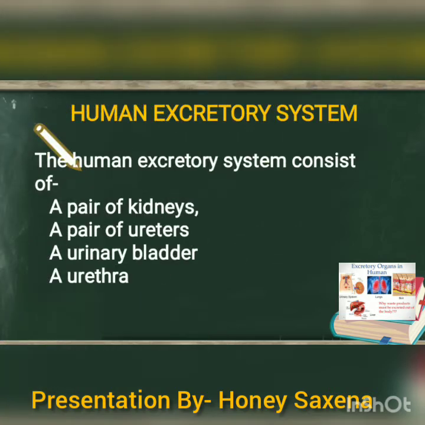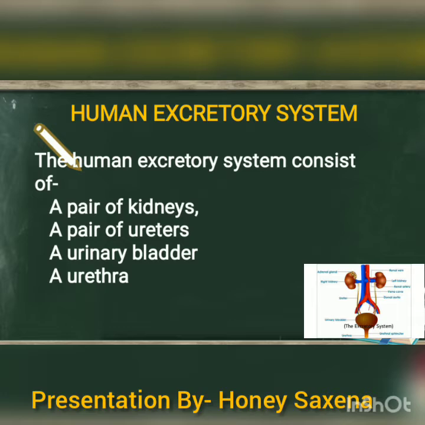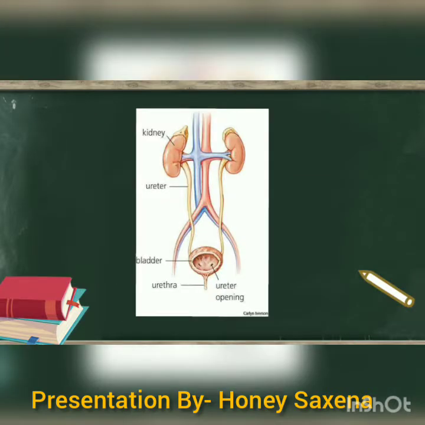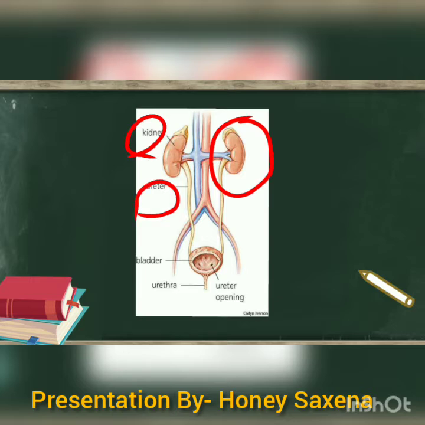The human excretory system consists of a pair of kidneys, a pair of ureters, a urinary bladder and a urethra. Let's understand it more clearly with the help of this given diagram. As you can see on your screen, the human excretory system consists of a bean-shaped structure, the kidney. This is the kidney. Then it is connected through a tube-like structure called the ureter. This ureter opens into a sac-like structure called the urinary bladder, and the urinary bladder releases the urine with the help of the urethra.